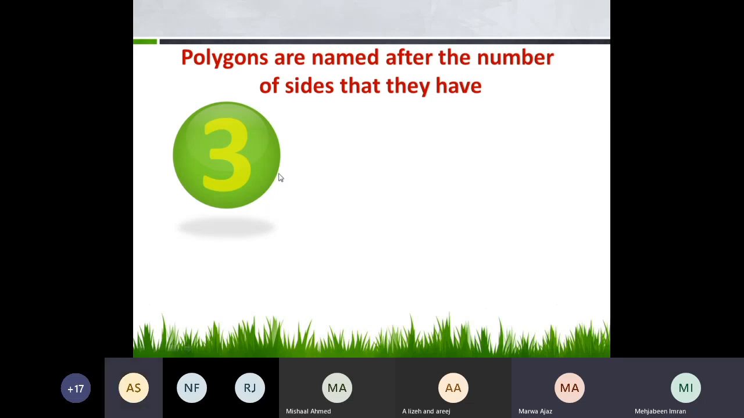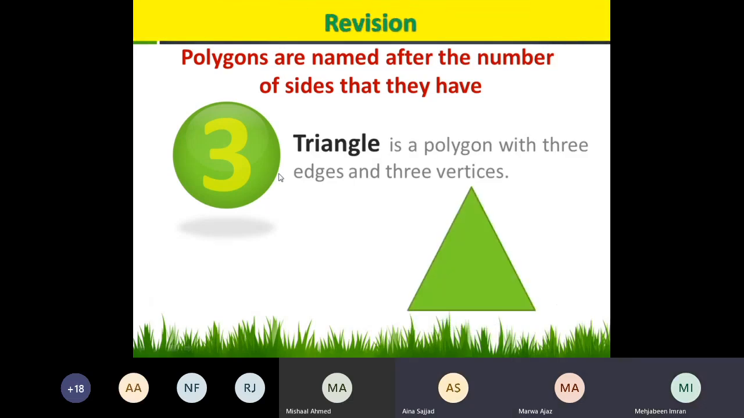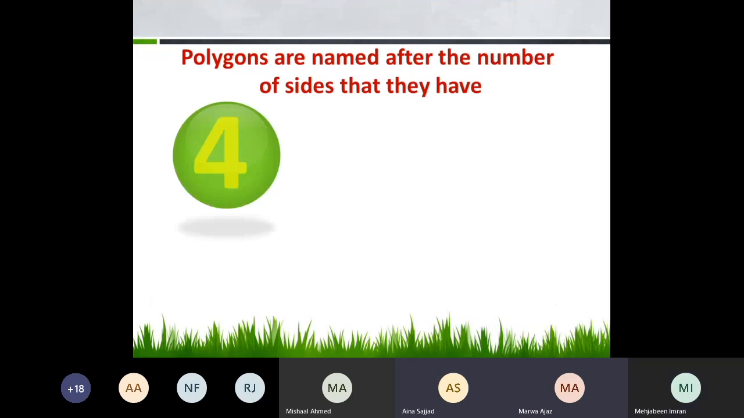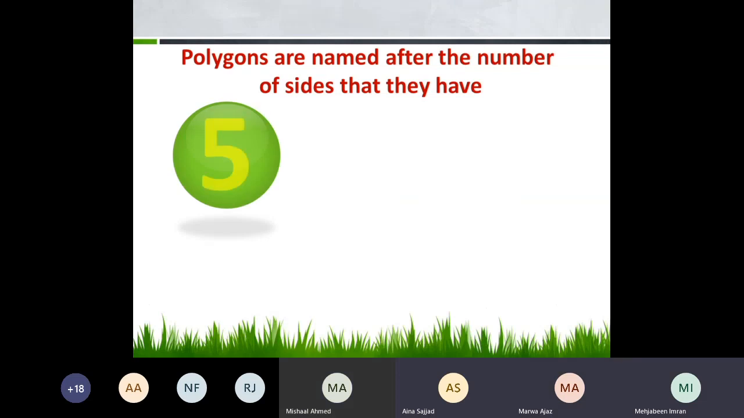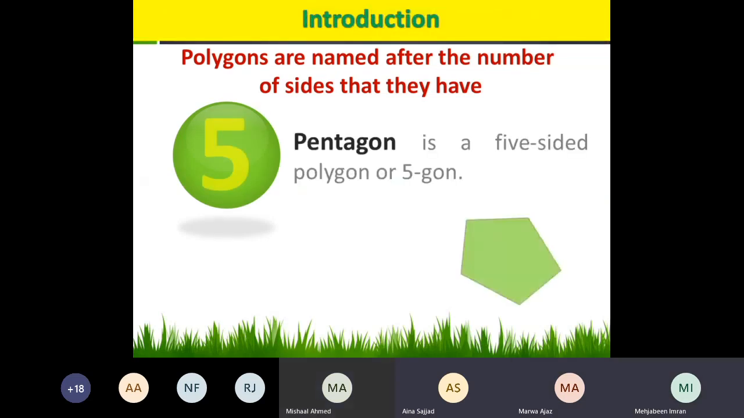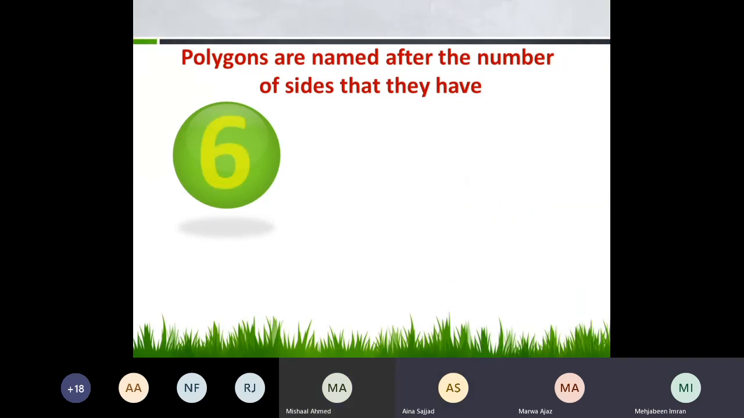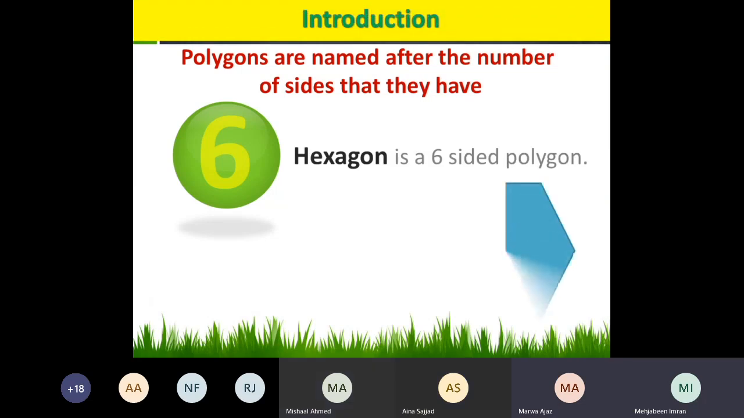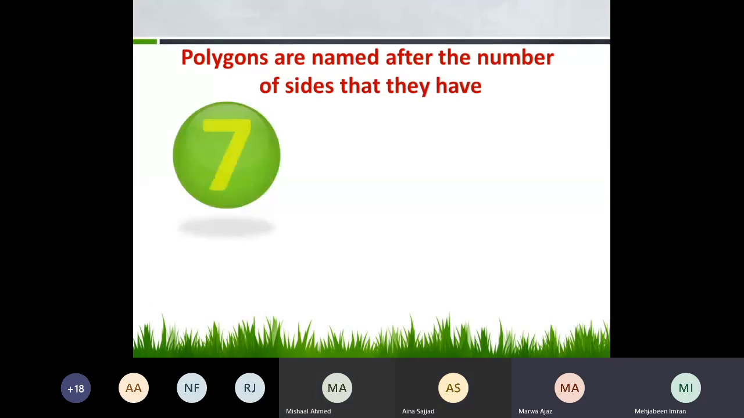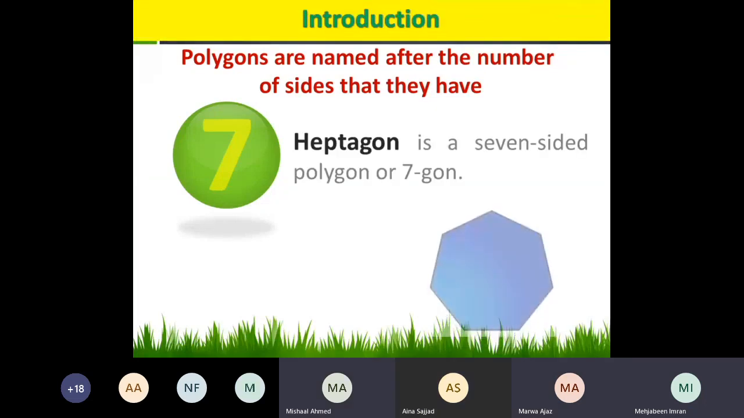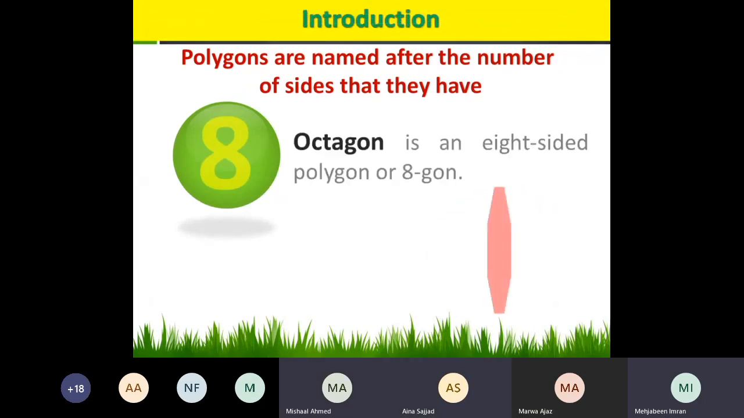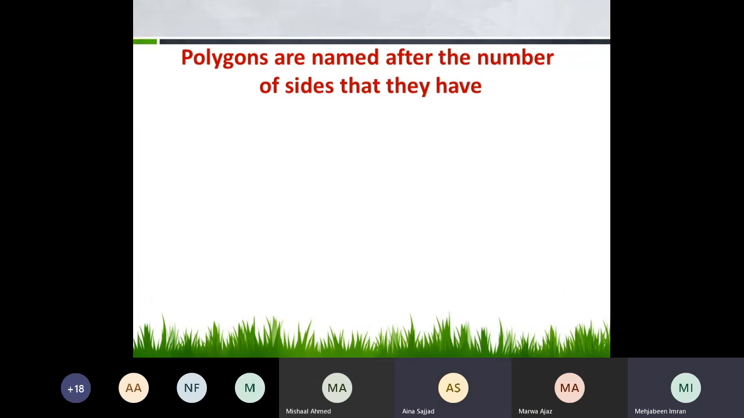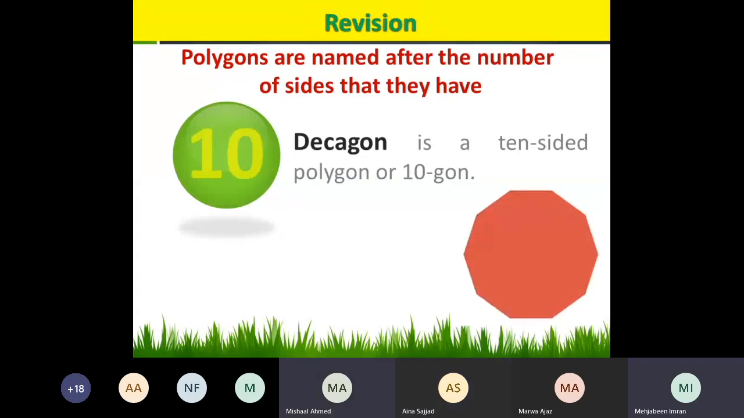A 3-sided shape is a triangle. A 4-sided shape, quadrilateral. A 5-sided shape is a pentagon, and a 6-sided shape, hexagon. A 7-sided shape, heptagon, and an 8-sided shape, octagon. A 9-sided shape is a nonagon. A 10-sided shape is a decagon.